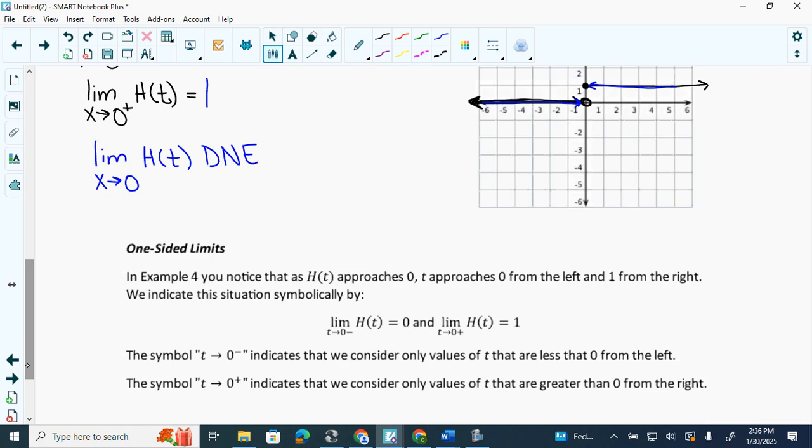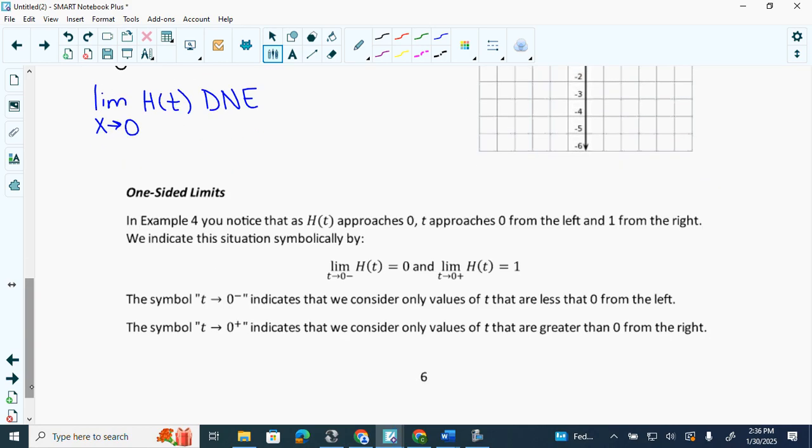So here we're going to talk about one-sided limits. An example for you, notice that h of t approaches 0 as t approaches 0 from the left and 1 from the right. We indicate this situation by showing what we did up there. I wrote it out already. The symbol t approaching 0 to the negative means from the left, and t approaching 0 positive means from the right. It's just terminology. Okay? We're going to flip over.